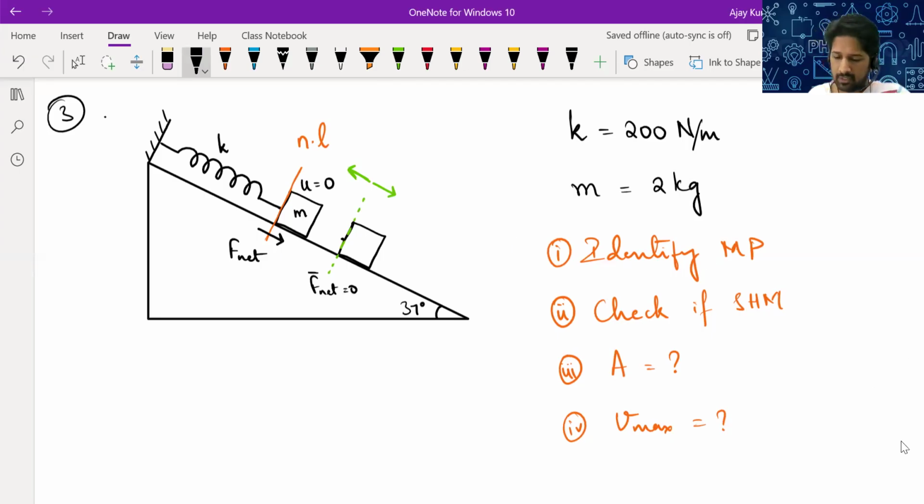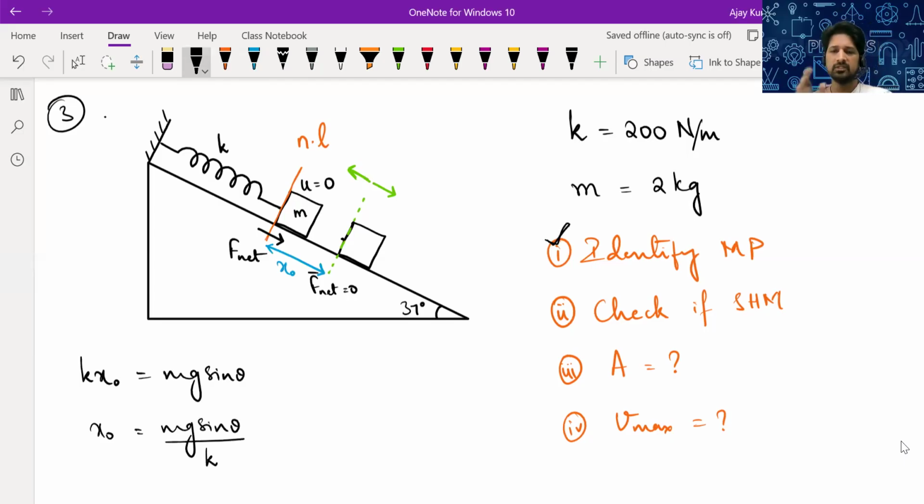Fine. So you will have to write k x naught. Let's say the spring is stretched by x naught when the block is at mean position. Let's call this x naught. Then the spring force k x naught becomes mg sine theta. That's all. So you get x naught, the equilibrium elongation, as mg sine theta divided by k. That is the mean position. At that position, the spring force and weight component will be balanced. Net force will be 0. The other component of weight, mg cos theta, is already balanced by the normal force. So you don't have to bother about that. Hope this part is clear.